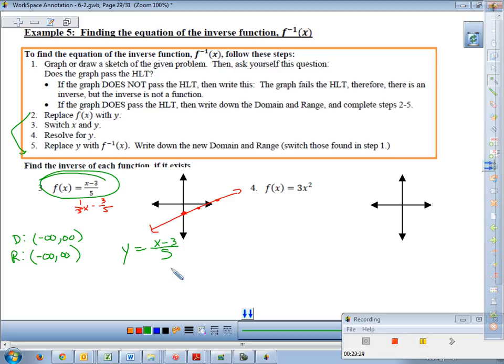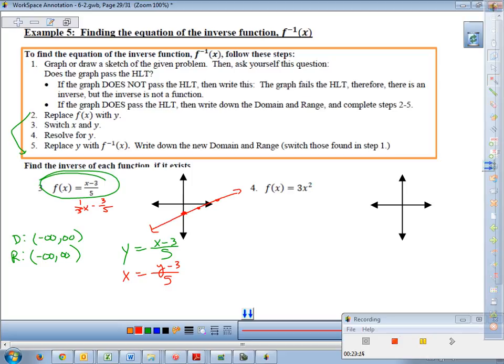What's the next move? Switch x and y. There's the inverse process right there. Switch x and y around. So this will become an x. That will become a y. Cool? And now it makes it tremendously easy to solve for y.